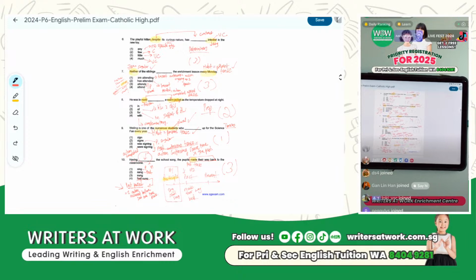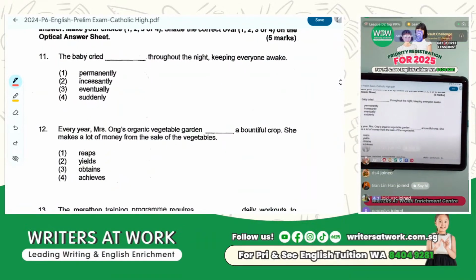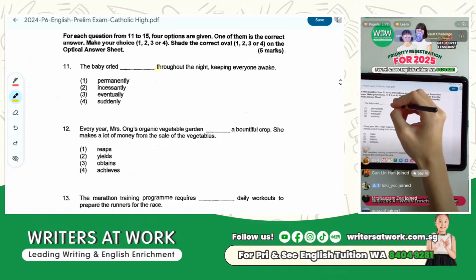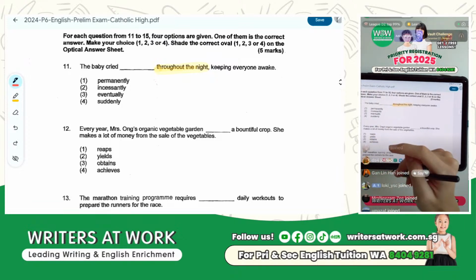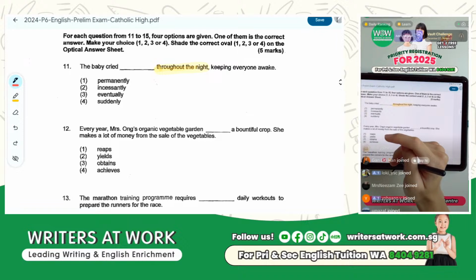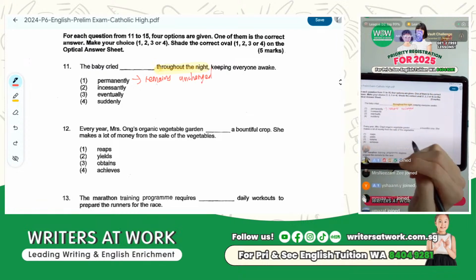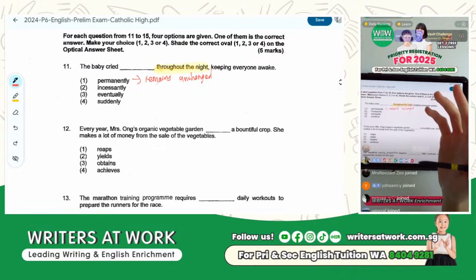All right, moving on, let's take a look at some vocabulary questions. 11. The baby cried dash throughout the night, keeping everyone awake. Okay, so you can see the keyword is throughout the night, which means the action was going on for a very long time. Now looking at the options, first one is permanently. Permanently here means in a way that remains unchanged. So for example, the statue would be placed here permanently. That means they will not move it anymore. The sculpture will be fixed at a particular location.